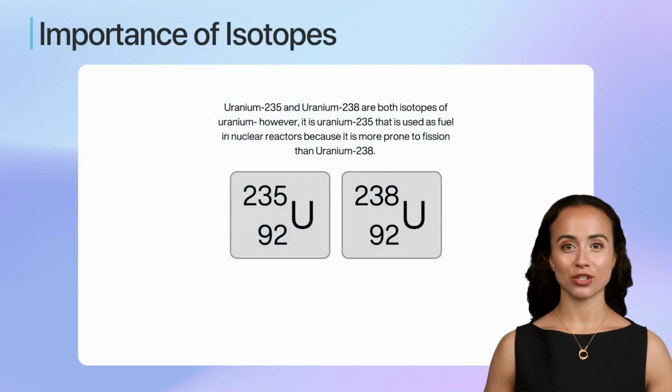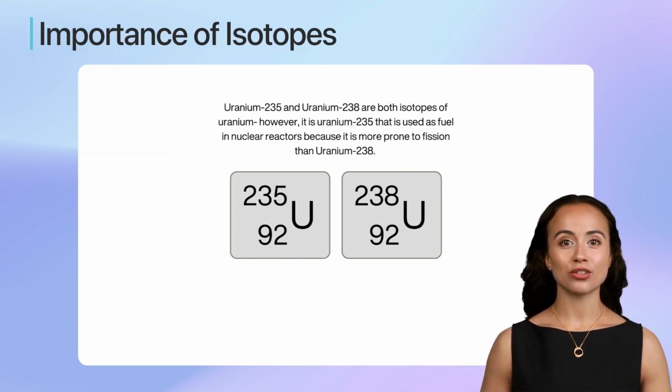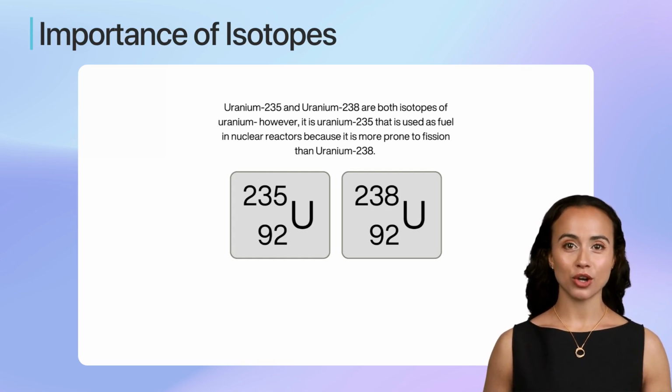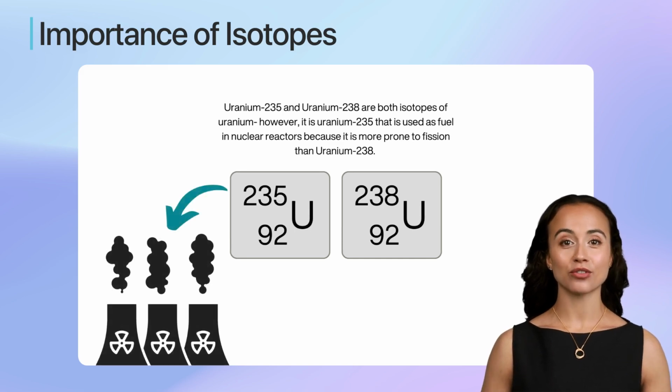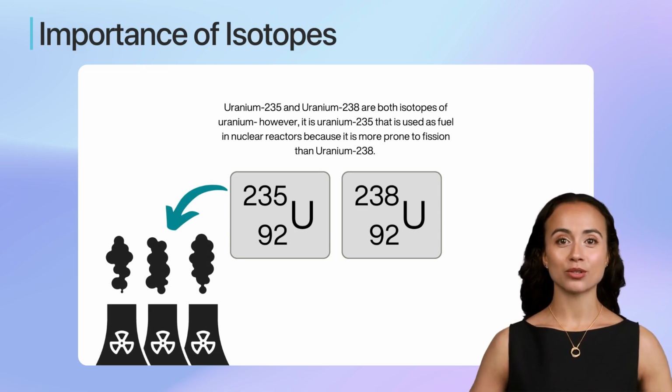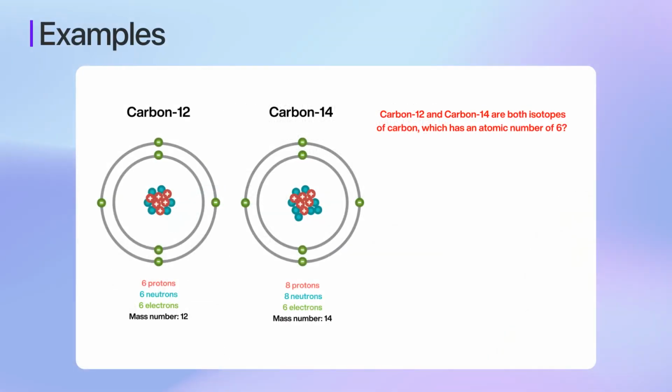Another example is uranium. Uranium-235 and uranium-238 are both isotopes of uranium. However, it is uranium-235 that is used as fuel in nuclear reactors because it is more prone to fission than uranium-238. Let's now solidify our understanding by working through some questions.